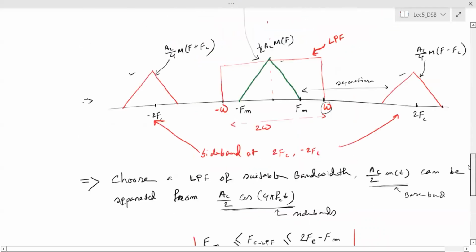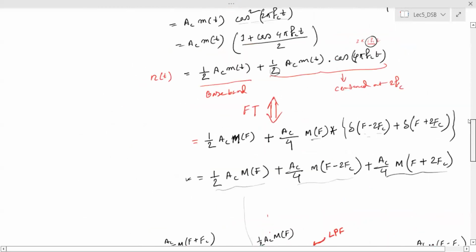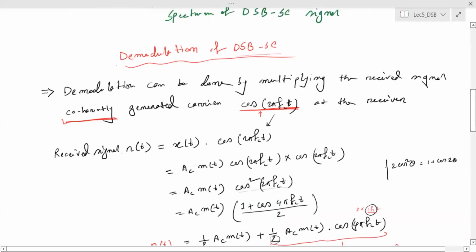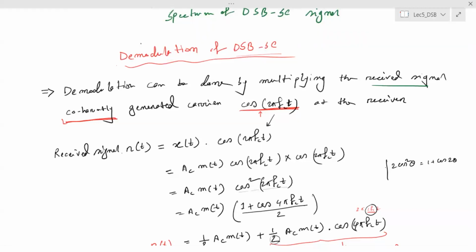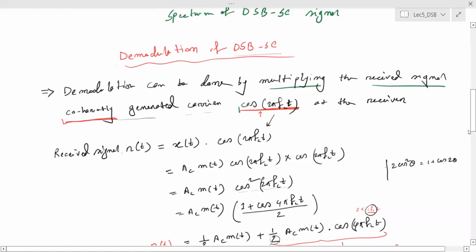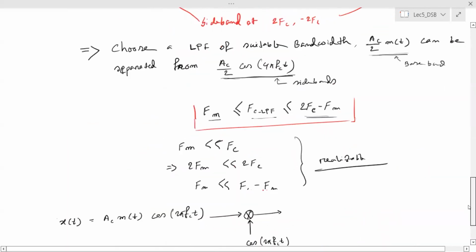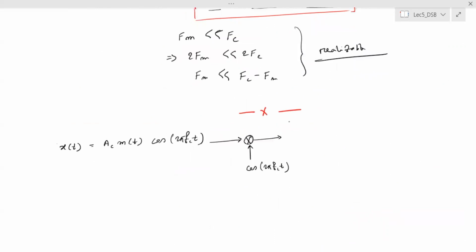When we demodulate the received signal, the received signal is multiplied by the coherently generated carrier signal. This is done in an RF mixer. The signal then passes through a low pass filter, and we get the output signal.